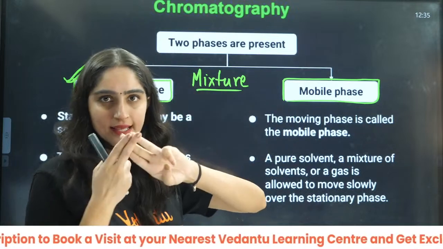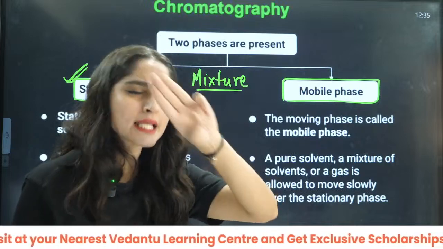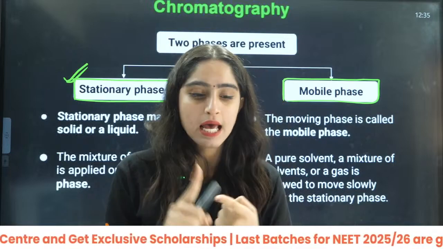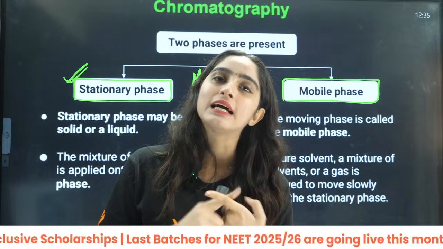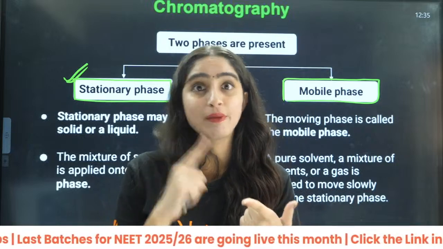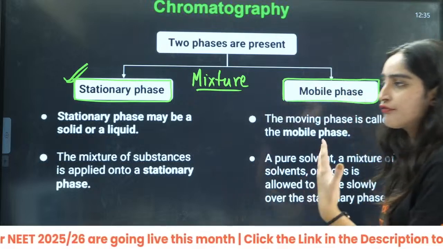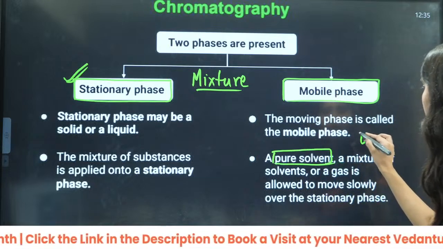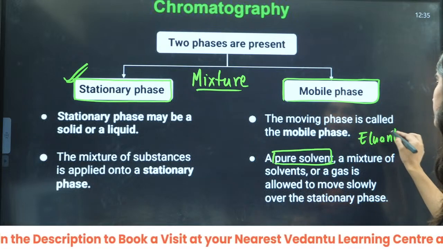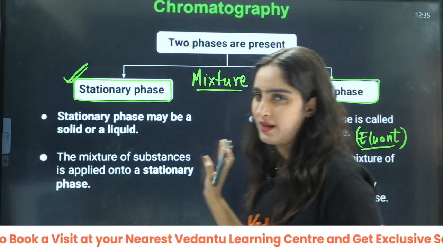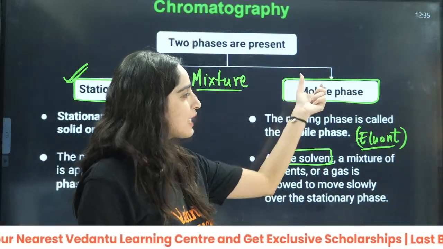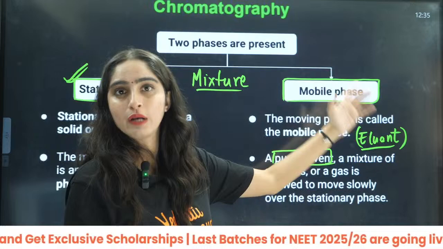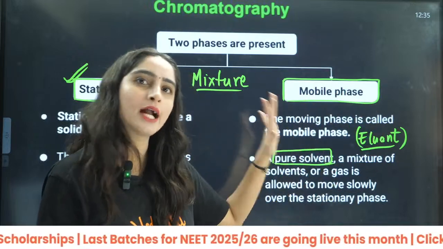So firstly, you need three things. In chromatography, just three things are of utmost importance: stationary phase, mobile phase, and mixture. There are also different names for these. Mobile phase is also called pure solvent, and also eluent. So mobile phase, eluent, or solvent all mean the same thing.